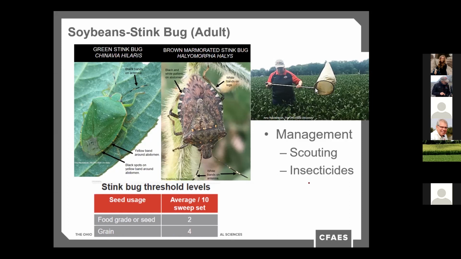Scouting and insecticides are really our best bet at this point, because any early season applications would have long not been effective for stink bugs.